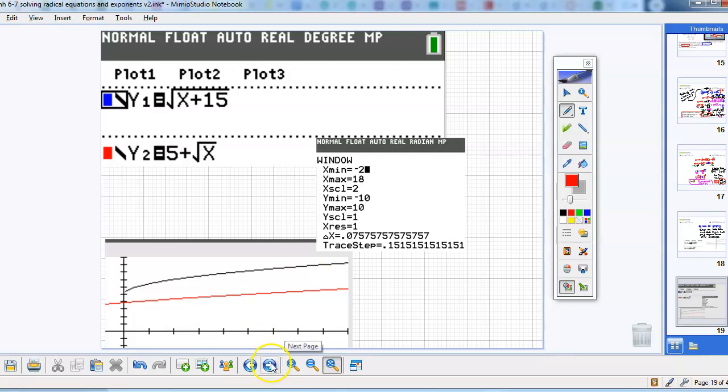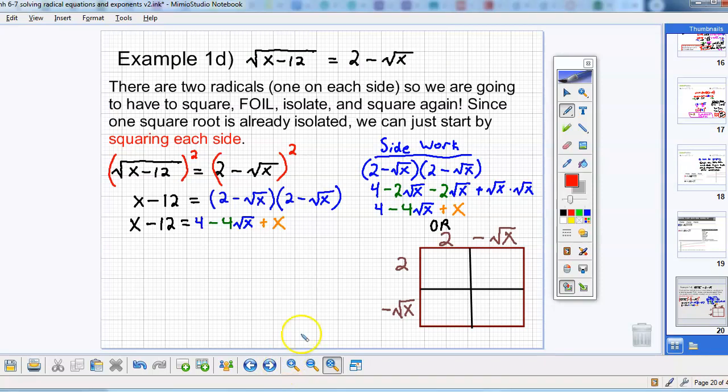I want to go back, though, to that example 1b here. I'm just calling this example 1d. It's really example 1b in the book. I want to explain where this 4 minus 4 square root x plus x comes from. So if you know that already, you're good to go. I'm just going to show you another option here. You can do some side work, that's work done off to the side, to FOIL that.